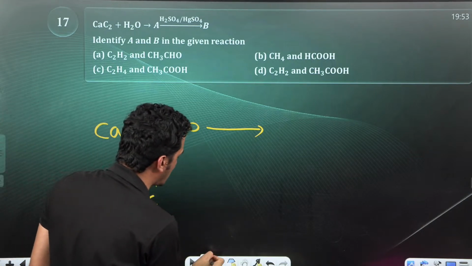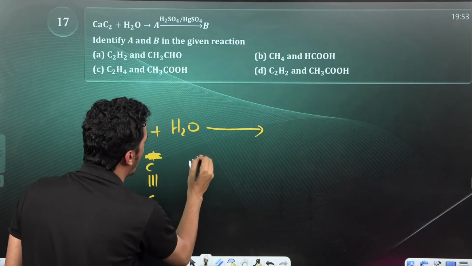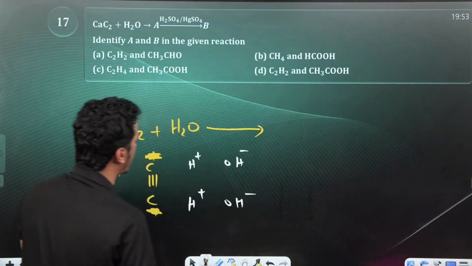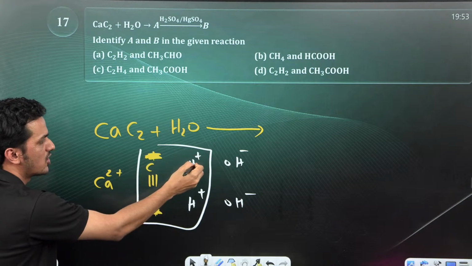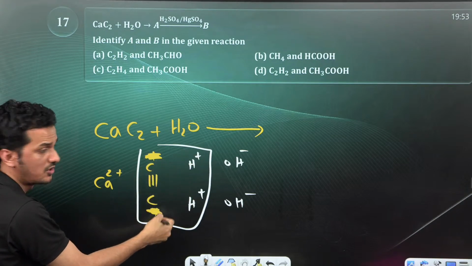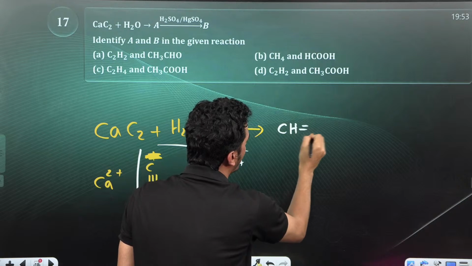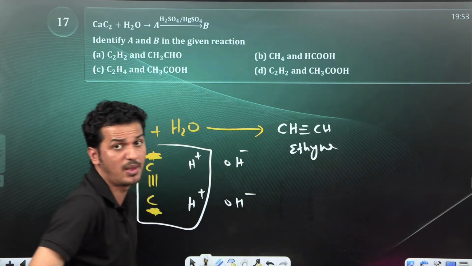That one you are treating with H2O. H2O means H plus and OH minus. Likewise, if you are treating two molecules, what will happen? This will join together because this plus and minus will join together. So that will form CH, that means C2H2. CH triple bond CH will form. This is ethyne or acetylene.